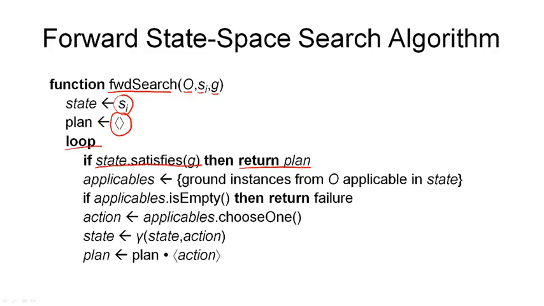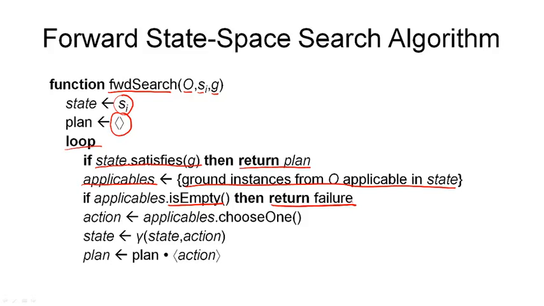And what we have to do next is compute the state transition function. We do this, as described earlier, by computing all the ground instances from all the operators defined in our planning problem that are applicable in our state. So this gives us the set of applicable actions in our current state. Now, if this set was empty, if there are no applicable actions in the current state, then we can return failure. That means we have exhausted our search space and haven't come across a solution.